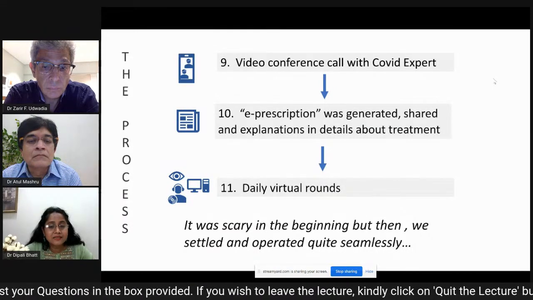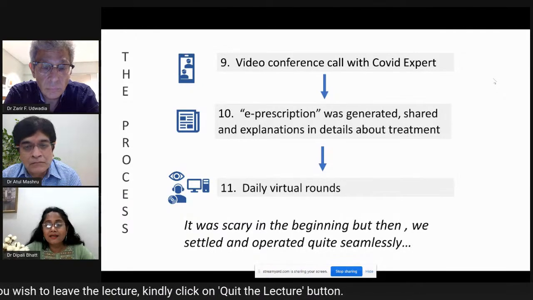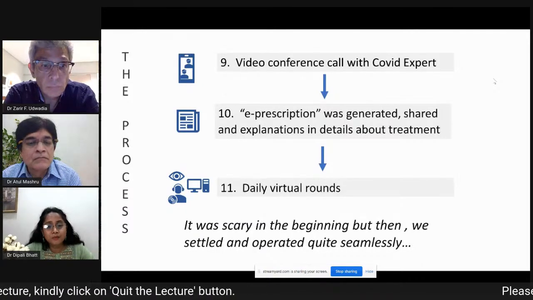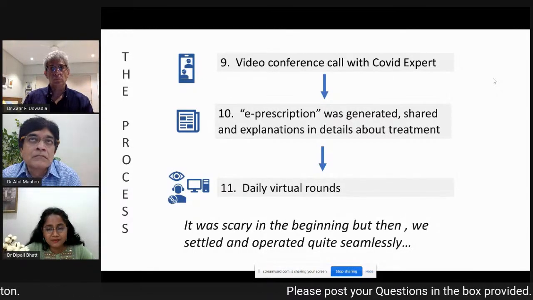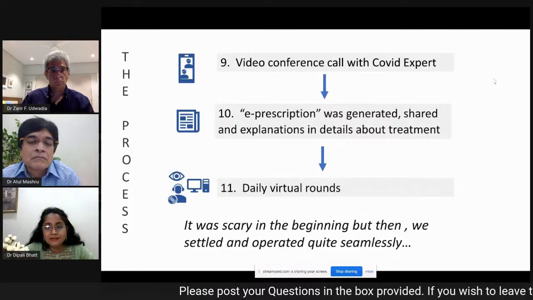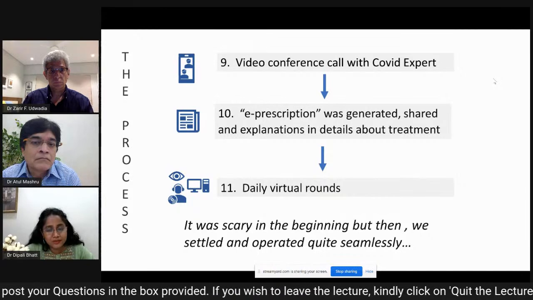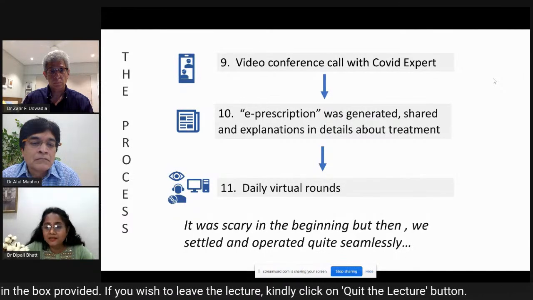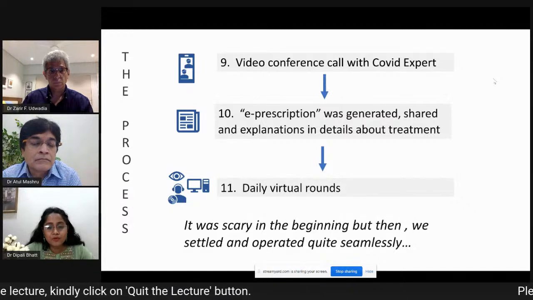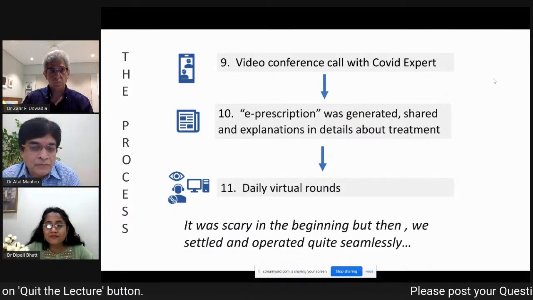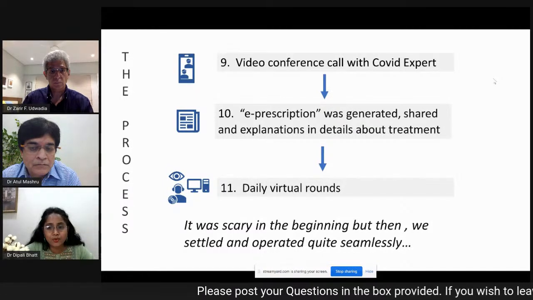Step 11. Daily virtual rounds. We did daily virtual rounds, collected vitals, compared the blood tests, and evaluated patients and their new complaints. We did consultations with the COVID expert if there was a need. Monitoring and comparative analysis of vitals, complaints, and lab work all helped us to identify the trend of the infection during this 10-day program.